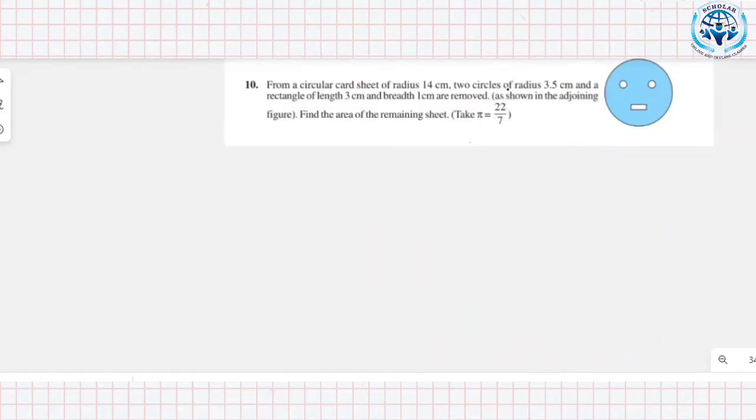Question number 10. From a circular card sheet of radius 14 centimeter, two circles of radius 3.5 centimeter and a rectangle of length 3 centimeter and breadth 1 centimeter are removed. As shown in the adjoining figure, find the area of the remaining sheet. Radius of the card is given. We will find out the total area of circular card.